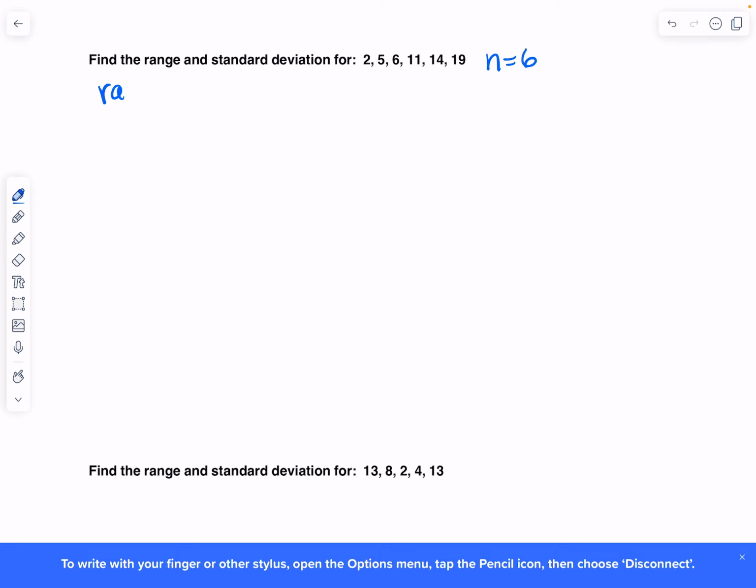Range. Range is the highest value minus the lowest value. So the highest value here is 19 minus the lowest, which is 2. So this is 17. So that is my range. So that's A. B, standard deviation.